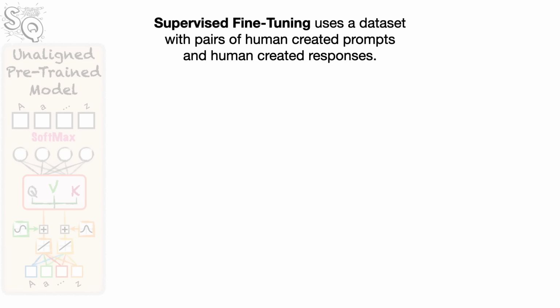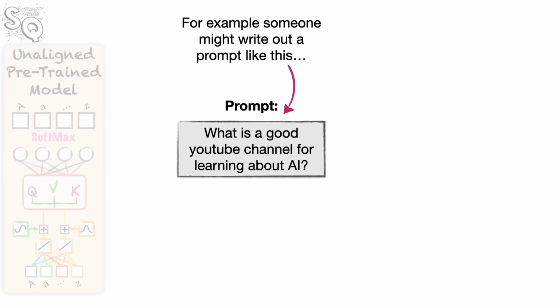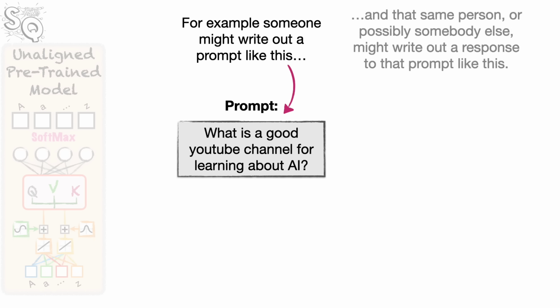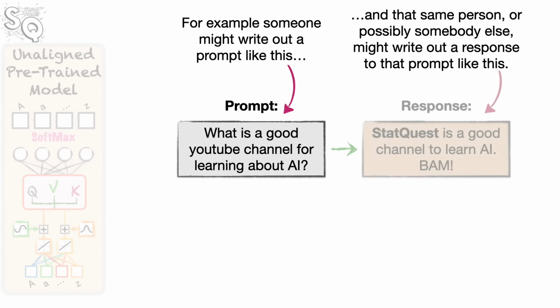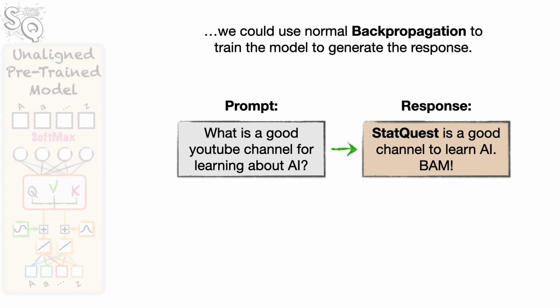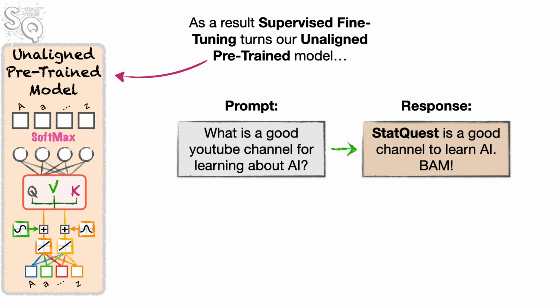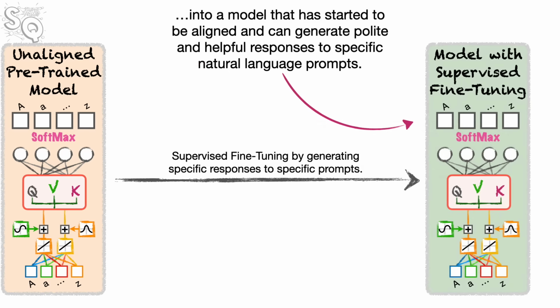Supervised fine-tuning uses a dataset with pairs of human-created prompts and human-created responses. For example, someone might write out a prompt like this: "What is a good YouTube channel for learning about AI?" And that same person, or possibly somebody else, might write out a response to that prompt like this: "StatQuest is a good channel to learn AI. Bam." And given a prompt paired with a response, we could use normal backpropagation to train the model to generate the response. As a result, supervised fine-tuning turns our unaligned pre-trained model into a model that has started to be aligned and can generate polite and helpful responses to specific natural language prompts.